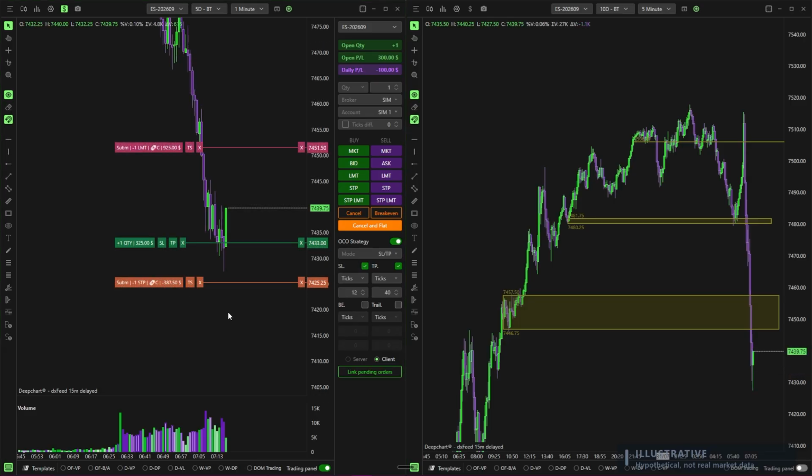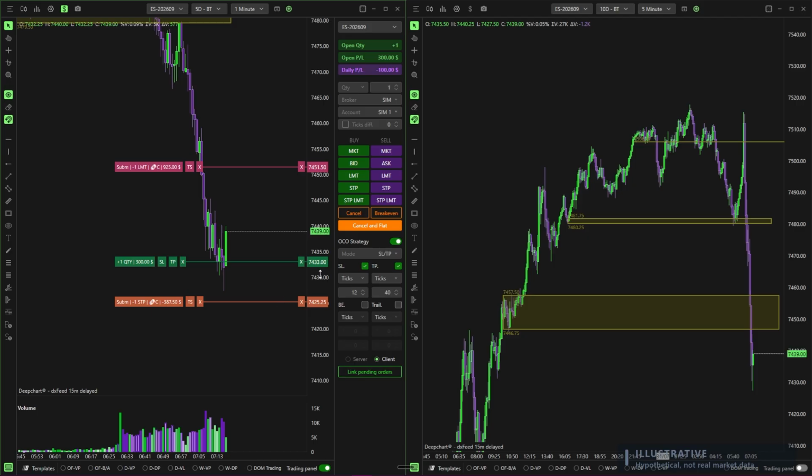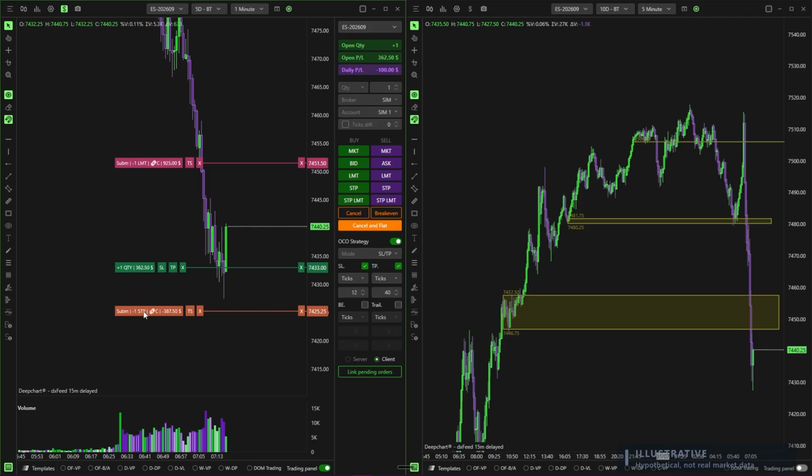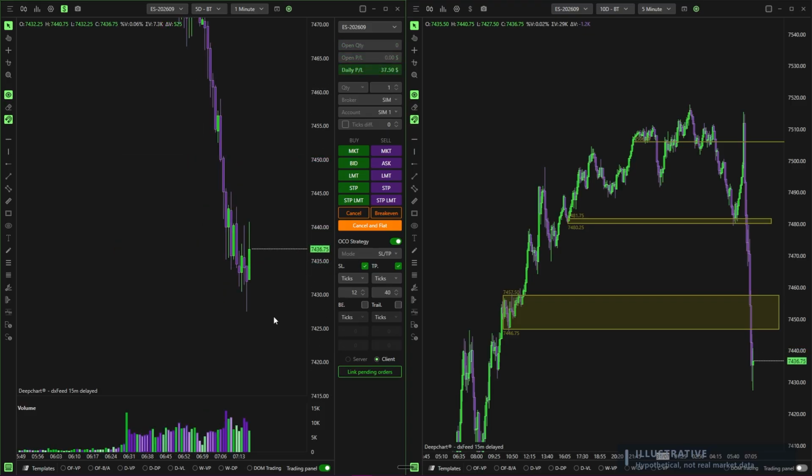Okay, now the market's pushing up a little bit. Let's say we wanted to lock in some profit here. I would drag my stop up, and we are out. So that's an easy way to manage your position once you have your stop and your take profit in place.